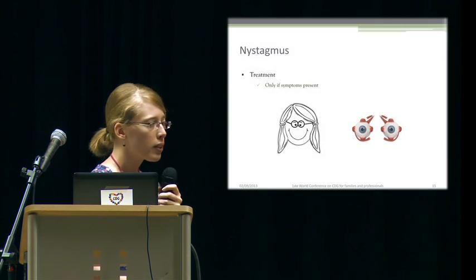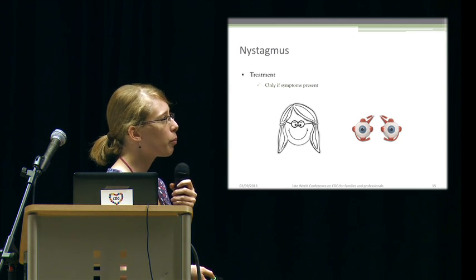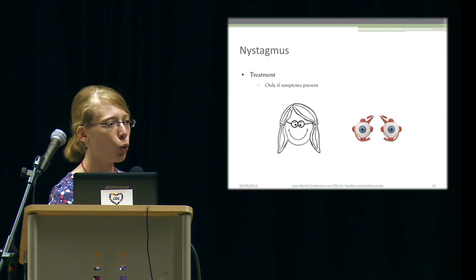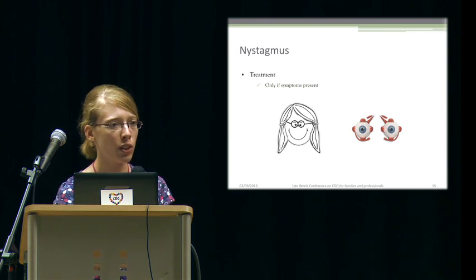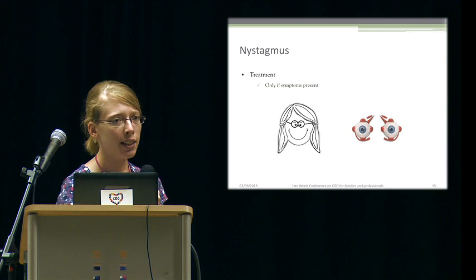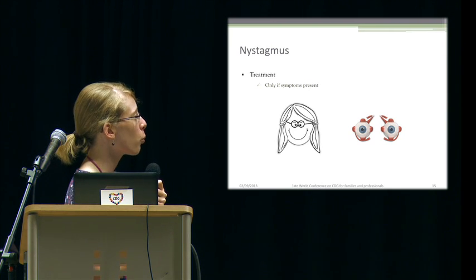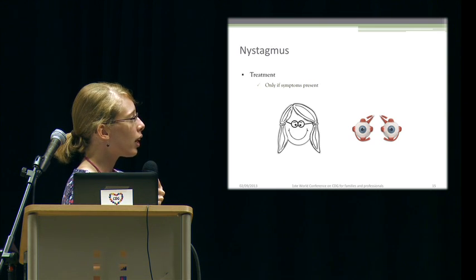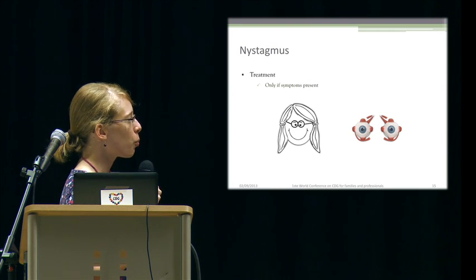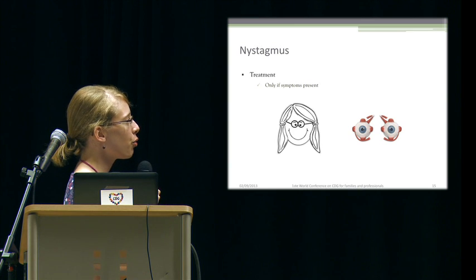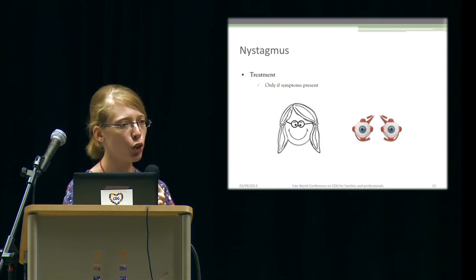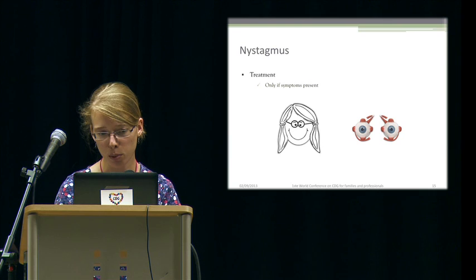In case of treatment, not all treatments that are available are always really effective. So normally we are only going to treat patients that have really important symptoms, and then you have different options: we can use glasses to diminish nystagmus, or we can use drugs that influence the activity of the extraocular muscles, or we can even ask a surgeon to fix the extraocular muscles in a certain position so that we have fewer symptoms.